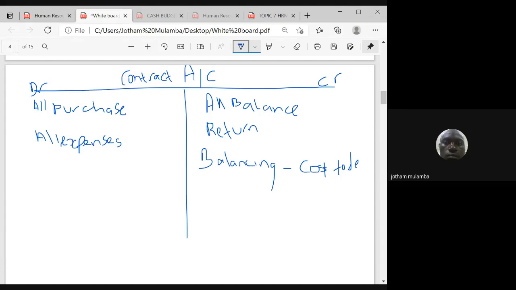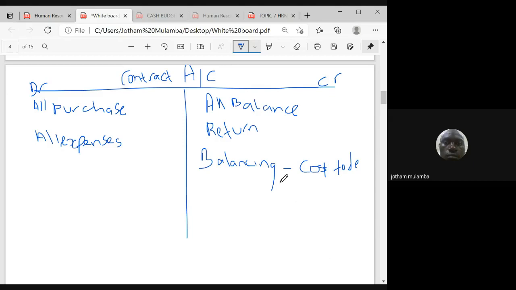Then finally, we get the balancing figure, and the balancing figure will always be on the credit. What does this mean? That always when you are preparing the contract account, we'll have more money on the debit side. The value of the debit side will always be high, and the value of the credit side will always be low. So that's why the balancing figure will always be on the credit side. So if you prepare a contract account and you have a higher balance on the credit side, know that you have posted those transactions inappropriately.